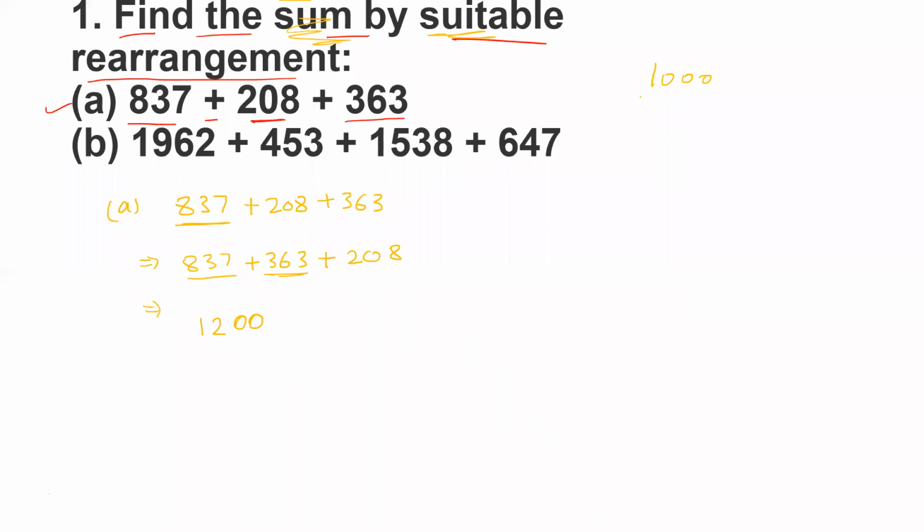What is the answer? Okay, so now we have to add 208 in this. So what will be the answer? The answer is going to be 1408. This is the answer. Is it okay?